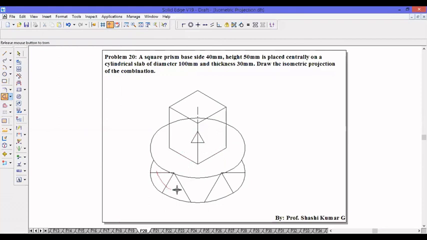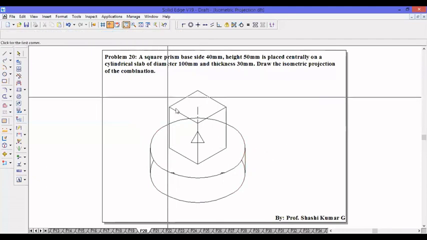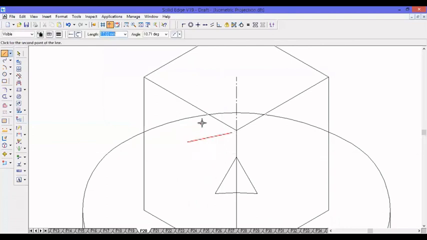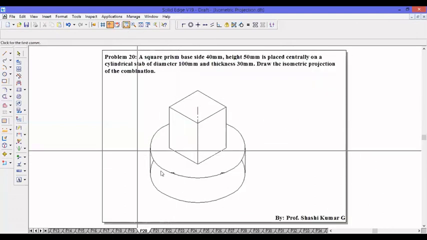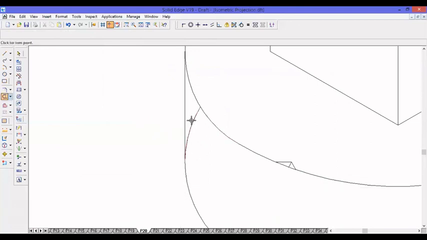And we need to draw a tangent line to show the cylinder, and you can take further zoom to trim. This part of the cylinder is going to be invisible, and this interior part also is going to be invisible.